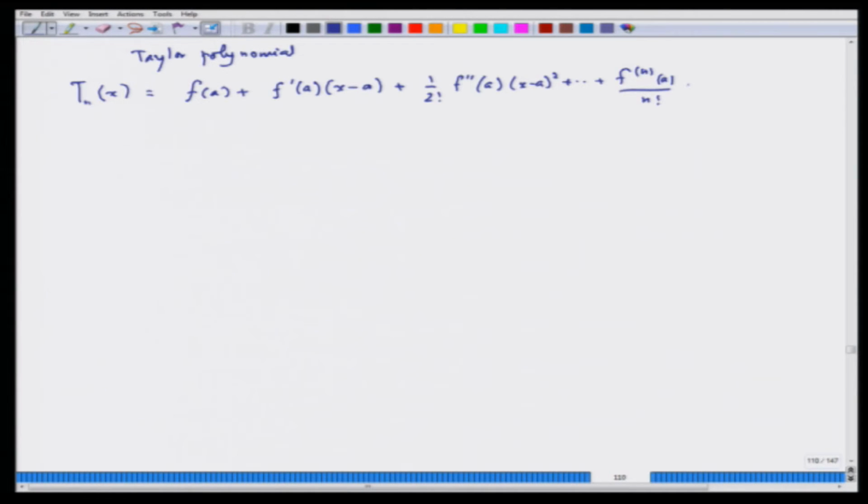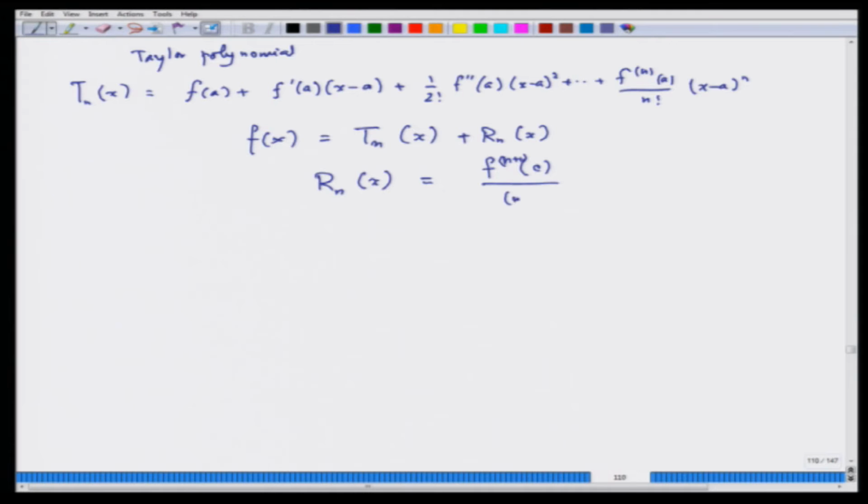So, what is the function? A function f(x) can always be represented as the Taylor polynomial T_n(x) plus R_n(x), the remainder term or the error term. So, what is R_n(x) here? R_n(x) is f to the n plus 1 at C divided by n plus 1 factorial, times x minus a to the n plus 1, that is the remainder after the nth term. What is C? C is something lying between x and a. I am taking x bigger than a, or it could be the other way.